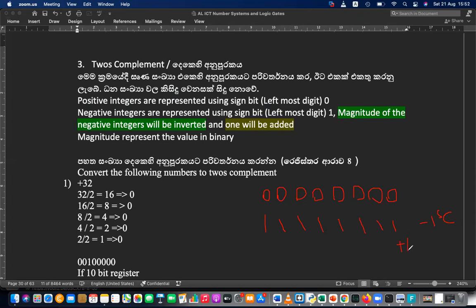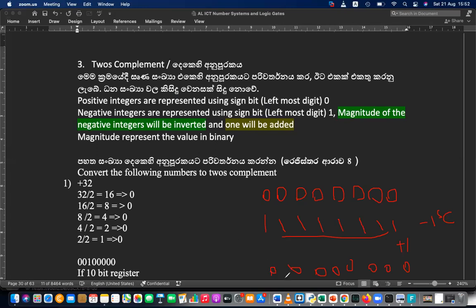What will happen when you add 1? When you add 1, all these ones will become zeros. Right? 1 plus 1 is 0, remainder 1. 1 plus 1 is 0, remainder 1, and so on through all eight bits.